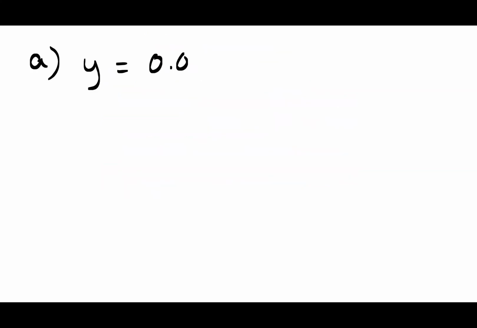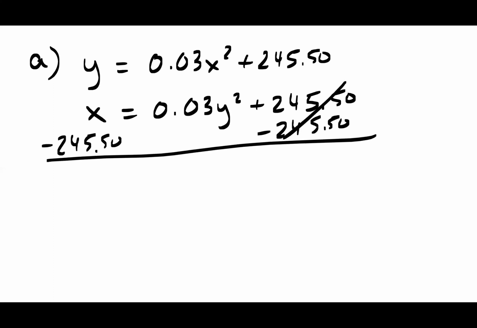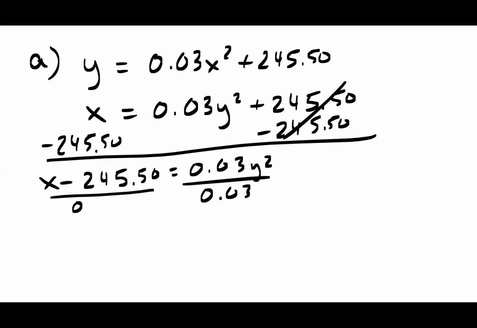Here it is. Here's my original function from the previous slide. And now what do we do to create an inverse function? We change X's and Y's. There it is. Let's interchange X's and Y's, and let's do some math. So subtract 245.50. Voila, that's gone. X minus 245.50 here. And then we're left with 0.03 y squared. We are going to divide by 0.03, and that is going to cancel that off. So let's just have y squared on one side.